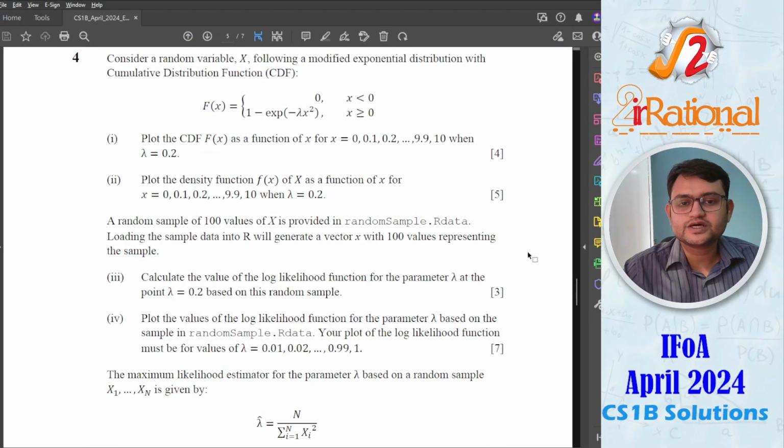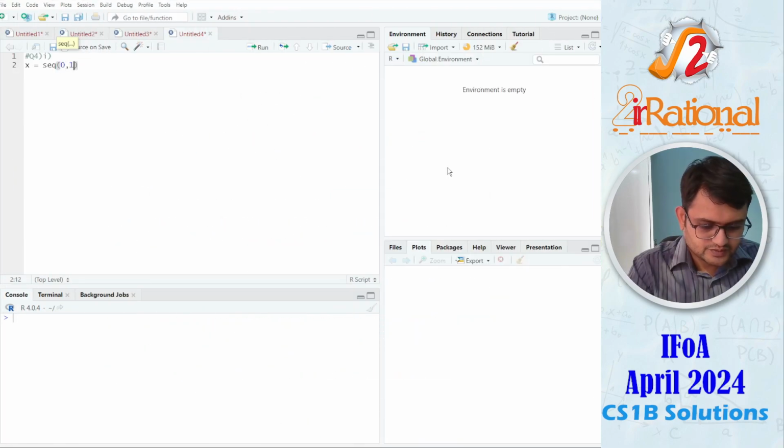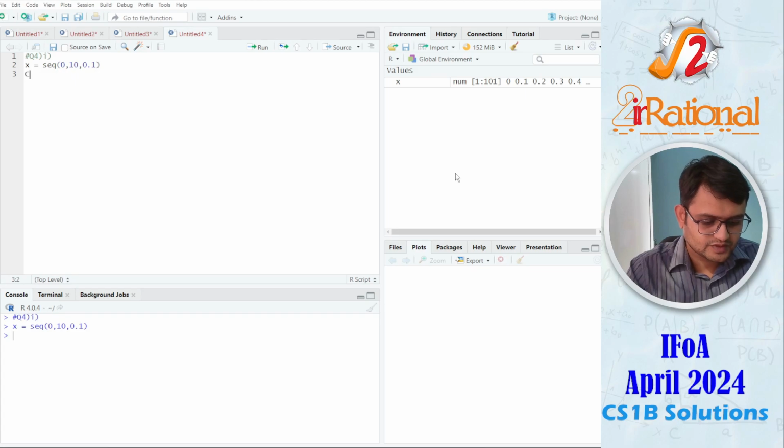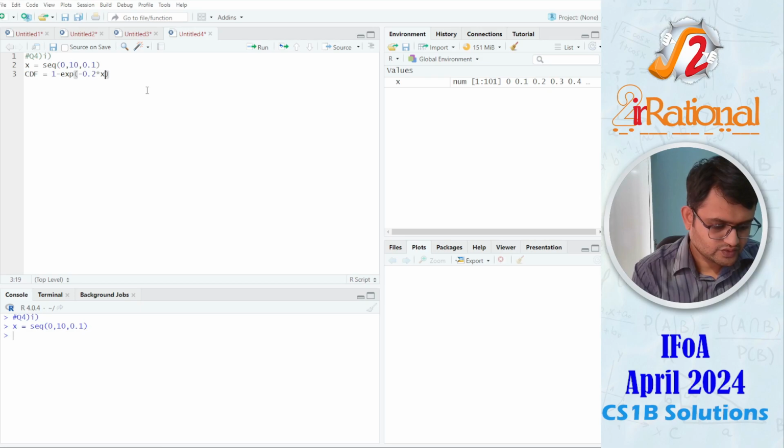Question number 4. Consider a random variable x following a modified exponential distribution with the cumulative distribution function given here. Plot the CDF as a function of x for x going from 0 to 10, where lambda is 0.2. So first we'll make x, a sequence from 0 to 10 where the difference is 0.1. Next, for the CDF, we'll write the equation in terms of x: 1 minus exp of minus lambda, 0.2, times x, raised to 2.